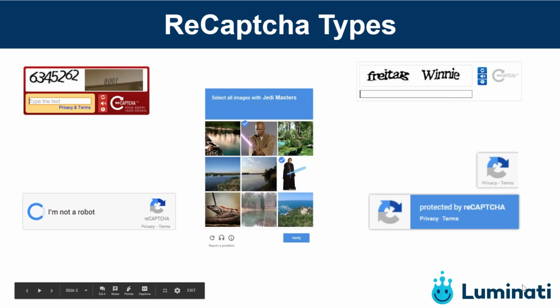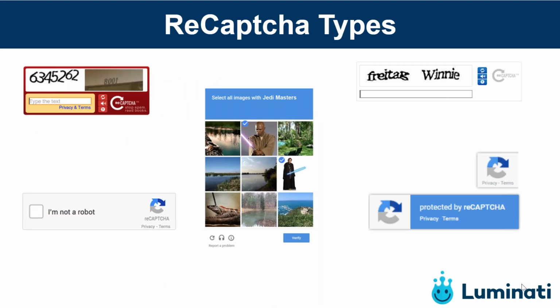The first CAPTCHA was introduced by Google as a distorted but human-readable text. Later, Google introduced ReCaptcha using images such as traffic lights, crosswalks, fire hydrants, stairs, and chimneys. During 2018, Google introduced ReCaptcha v2 and v3 while shutting down ReCaptcha v1.